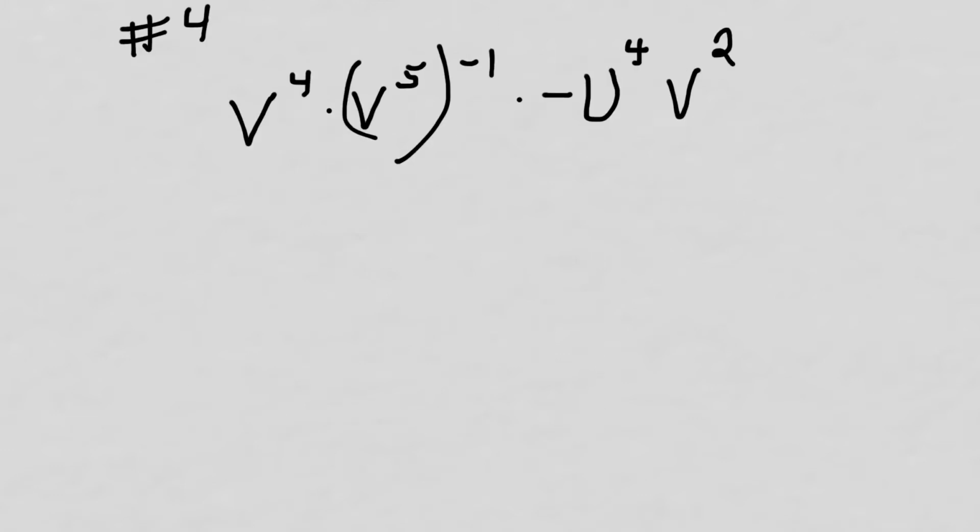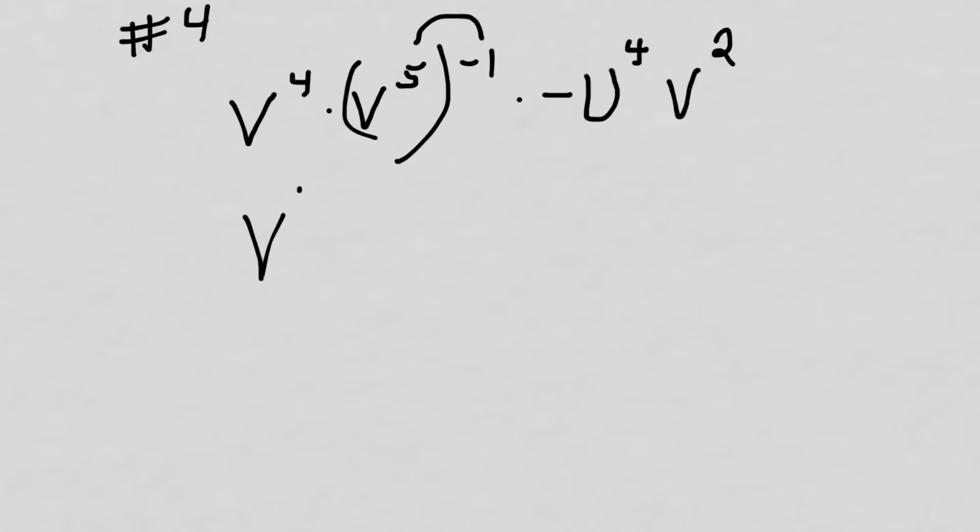All right, number 4's got a lot going on. We'll take it nice and slow. All right, we've got v to the 4th times v to the 5th inside of parentheses to the negative 1st, times negative u to the 4th times v squared. All right, let's take care of the parentheses first. The negative 1 on the outside of the parentheses distributes to the exponent of 5 on the inside. So let's just bring these down one at a time.